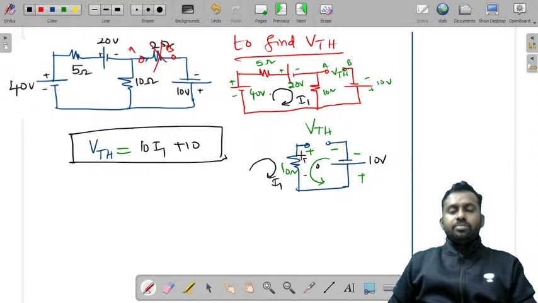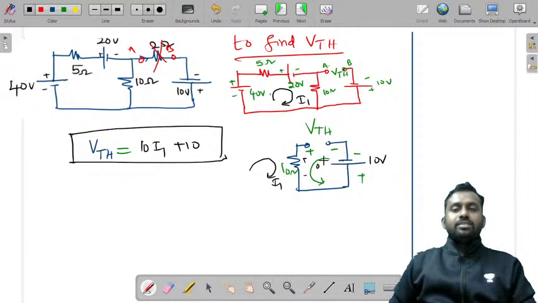VTH is equal to 10 into some current, and there must be two currents, but because this is an open circuit, generally in an open circuit the loop current is 0, and because this loop current is 0, the drop across 10 is 10 into I1. So I have written 10 into I1, plus you have a voltage source which is opposite to this VTH, that is, this is plus minus to plus and this is plus to minus, so it is 10.